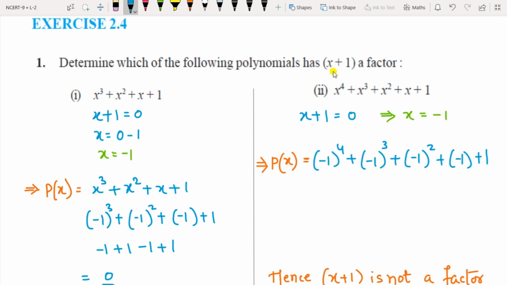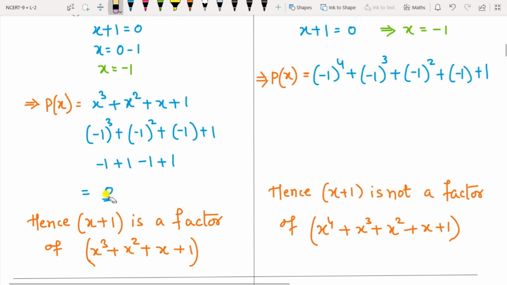So here x plus 1 is given, this is the divisor and this is the dividend. You have to show that this divisor is a factor of this dividend. Okay, so this is p(x). To get the value of x here, equate this equal to 0. So x plus 1 equal to 0, so x equal to minus 1. Now substitute x equal to minus 1 in this equation, that is of p(x). And see here, you are getting p(x) equal to 0, therefore x plus 1 is a factor of this p(x).